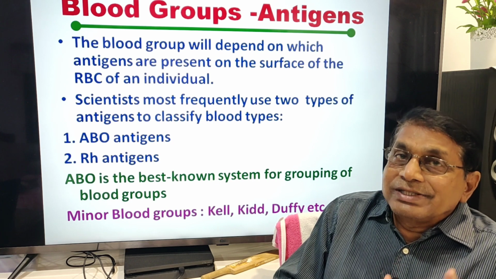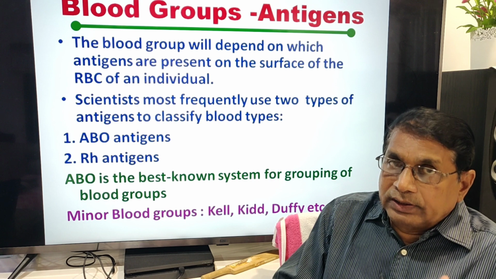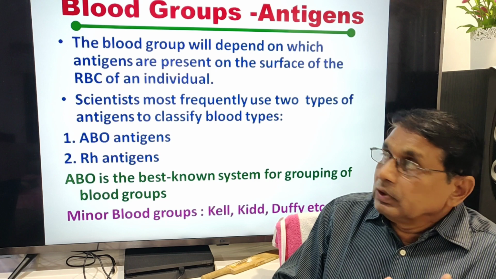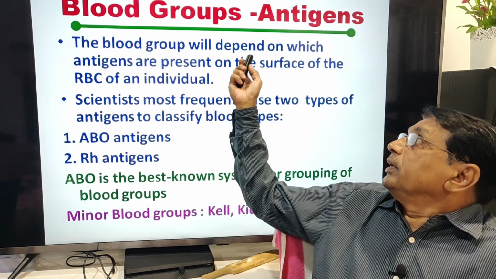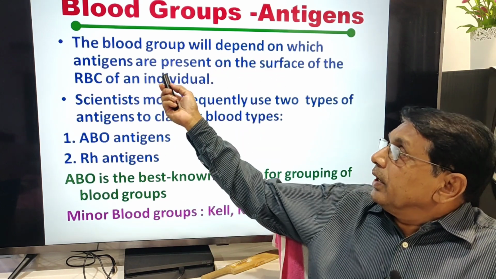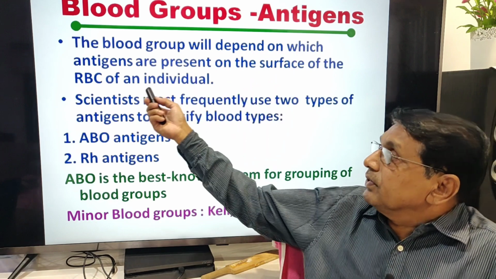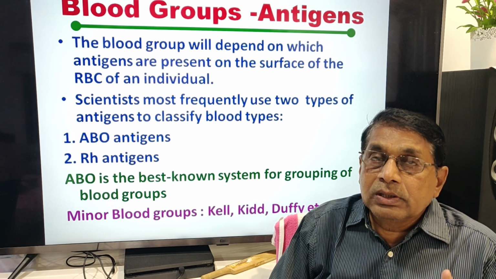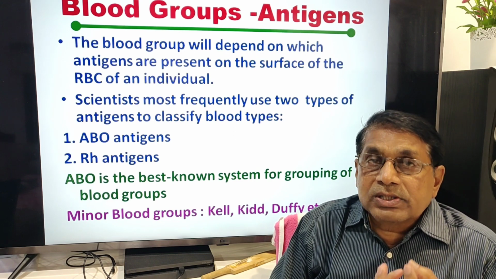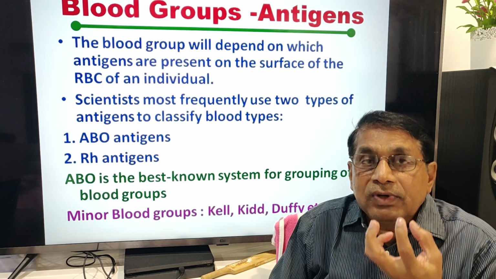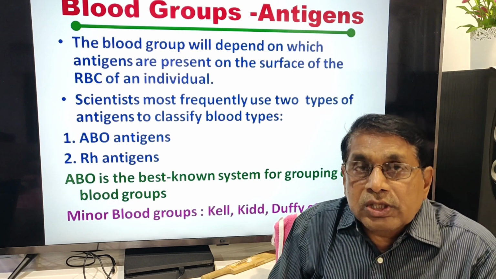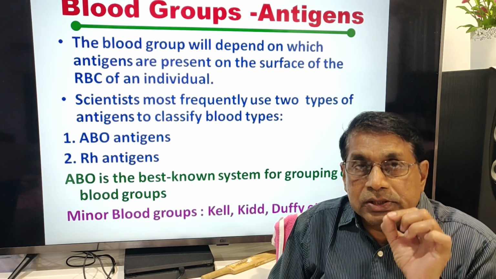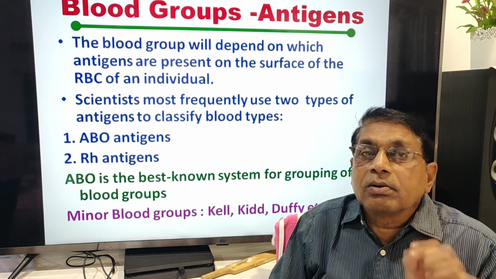Antigens, antibody generators. The expanded form is, what is antigen? Antibody generator. Blood group will depend on which antigens are present on the surface of the RBC of an individual. You take an individual, his RBC. On the surface of RBC, some antigens will be present that will decide to which type of blood group he belongs. Antigens present on the surface of the RBC.